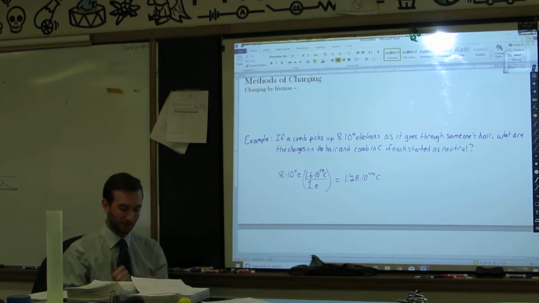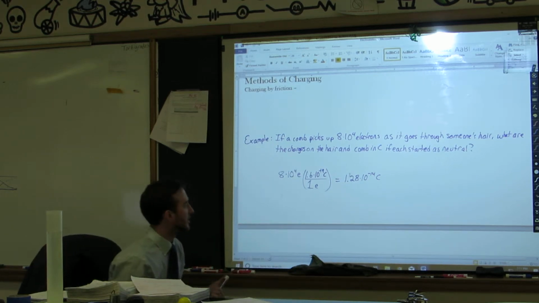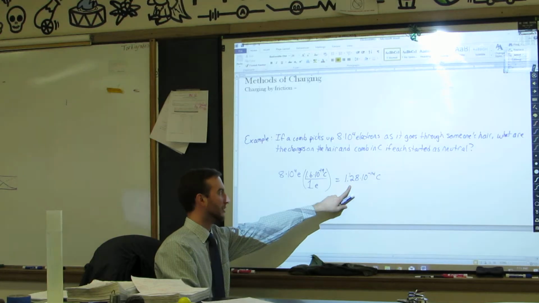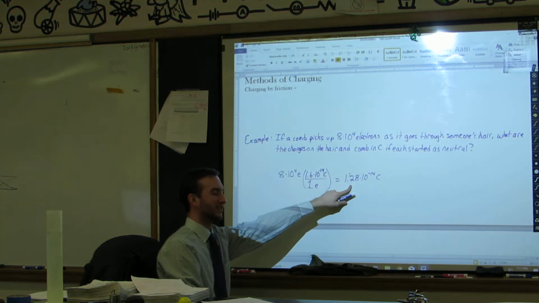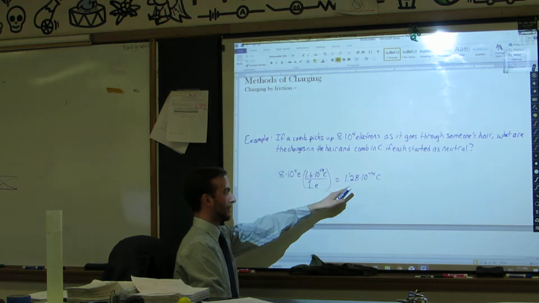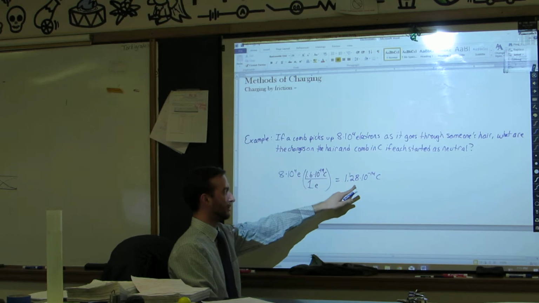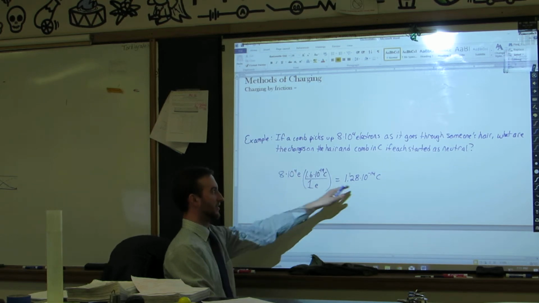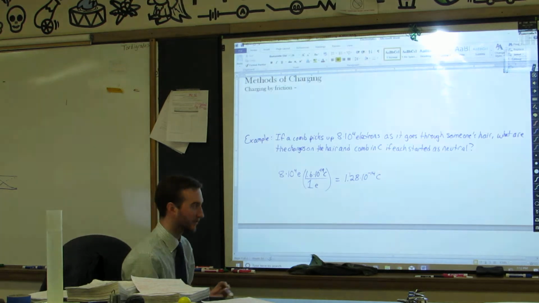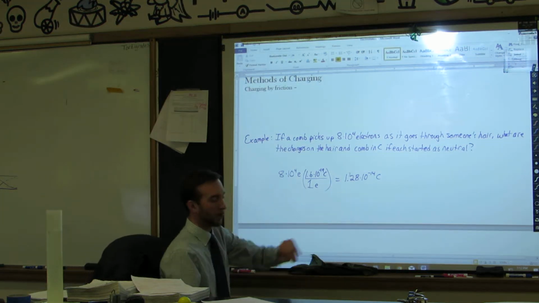Now, some of you, and some of you last year did this, you looked at this and said, wait a second, this has to be a multiple of 1.6 times 10 to the negative 19th. It is. It doesn't look like it because the exponent is different. But trust me, this is 80,000 times 1.6 times 10 to the negative 19th. This is fine. So this is the amount of charge that got transferred.